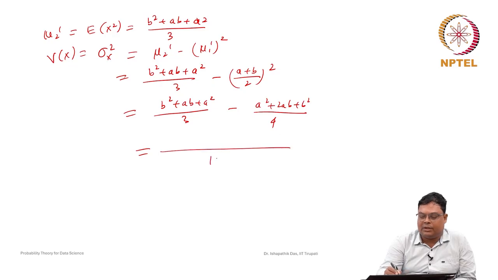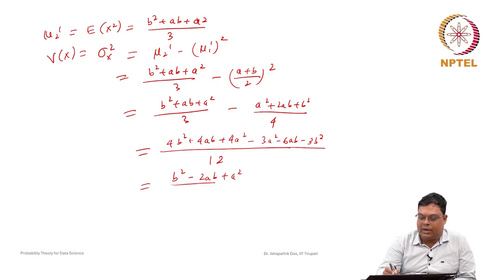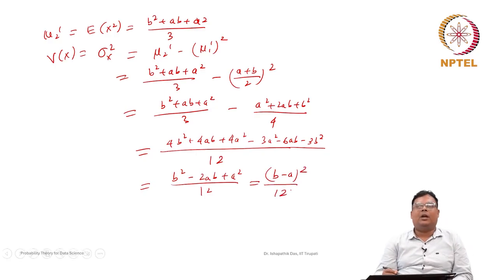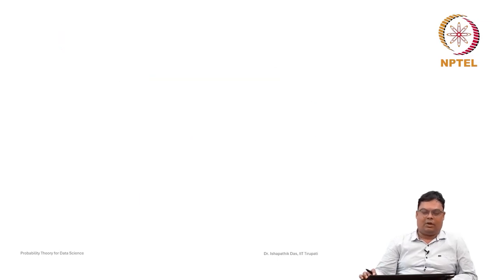Then we just simplify this: the common denominator is 12, and the numerator is 4 b square plus 4 a b plus 4 a square minus 3 a square minus 6 a b minus 3 b square. So what we got is b square minus 2 a b plus a square by 12. So this is nothing but b minus a whole square by 12. This is the variance of the uniform distribution. So these are some of the properties we found: the probability density function, the cumulative distribution function, and also the mean and variance of this continuous random variable.